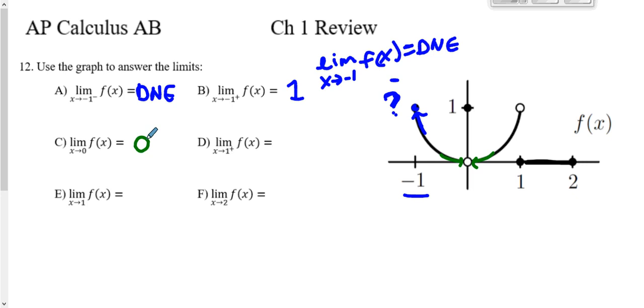The next one, +1 from the right. Okay, so here's +1. Here's the graph from the right. Yeah, it's there. We have some graph, so that's going to 0 as well.